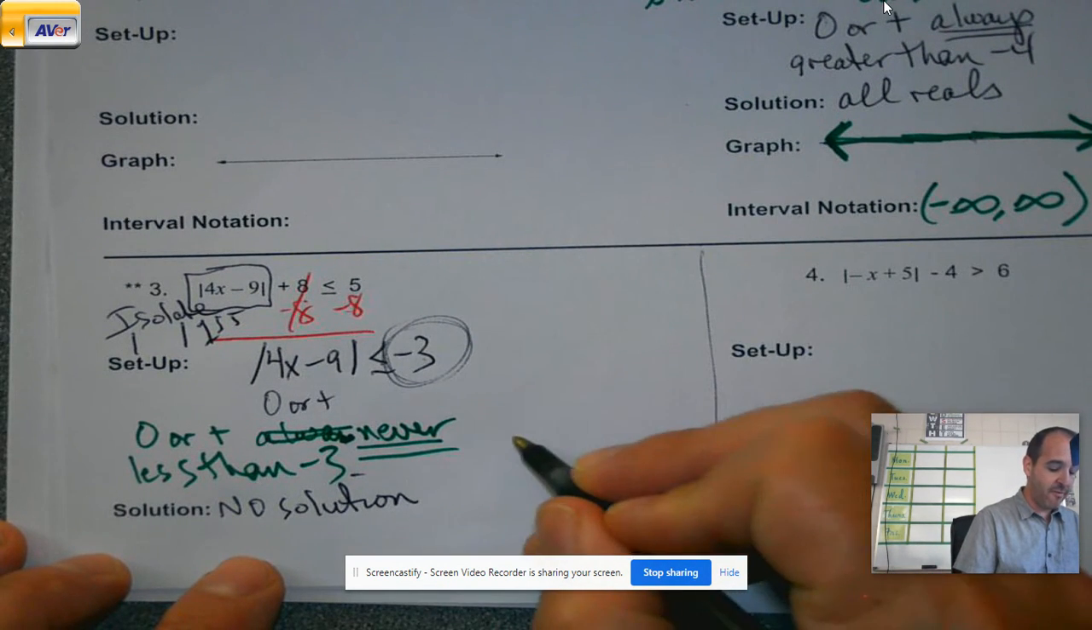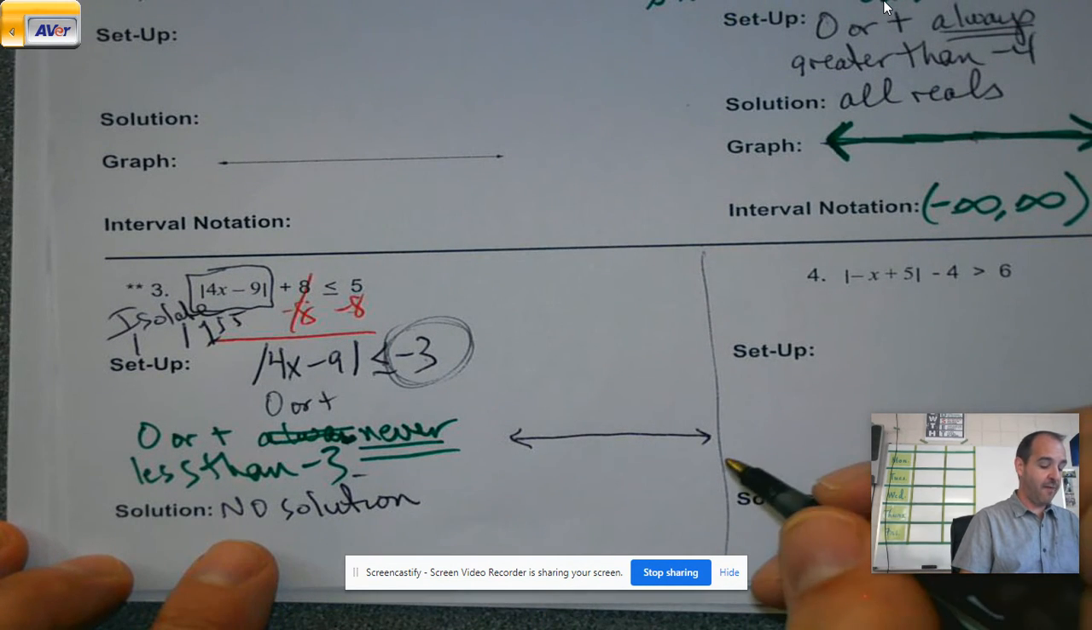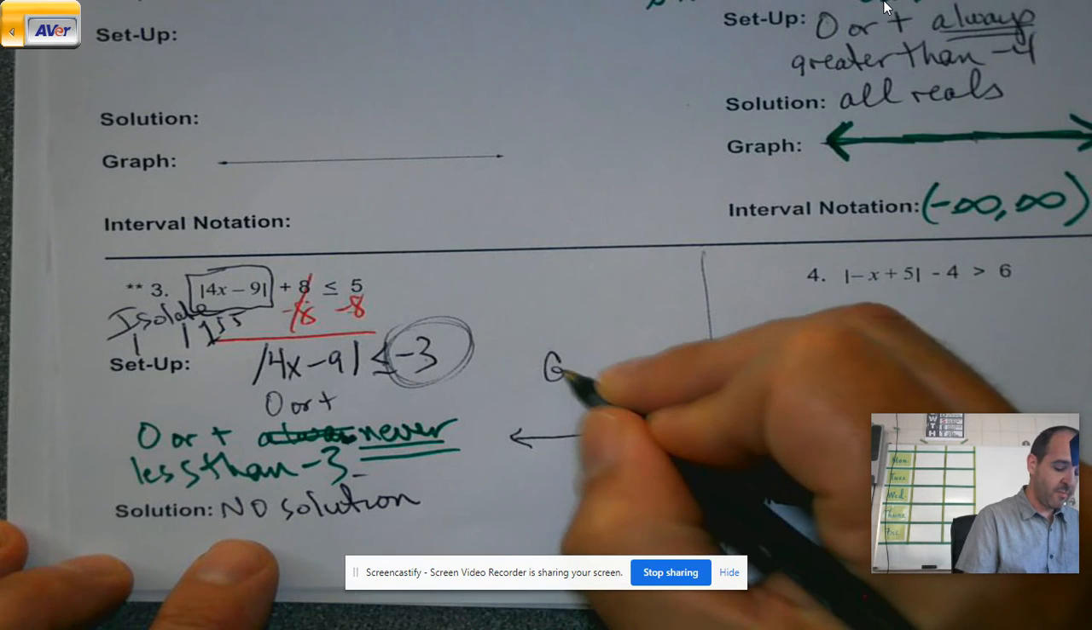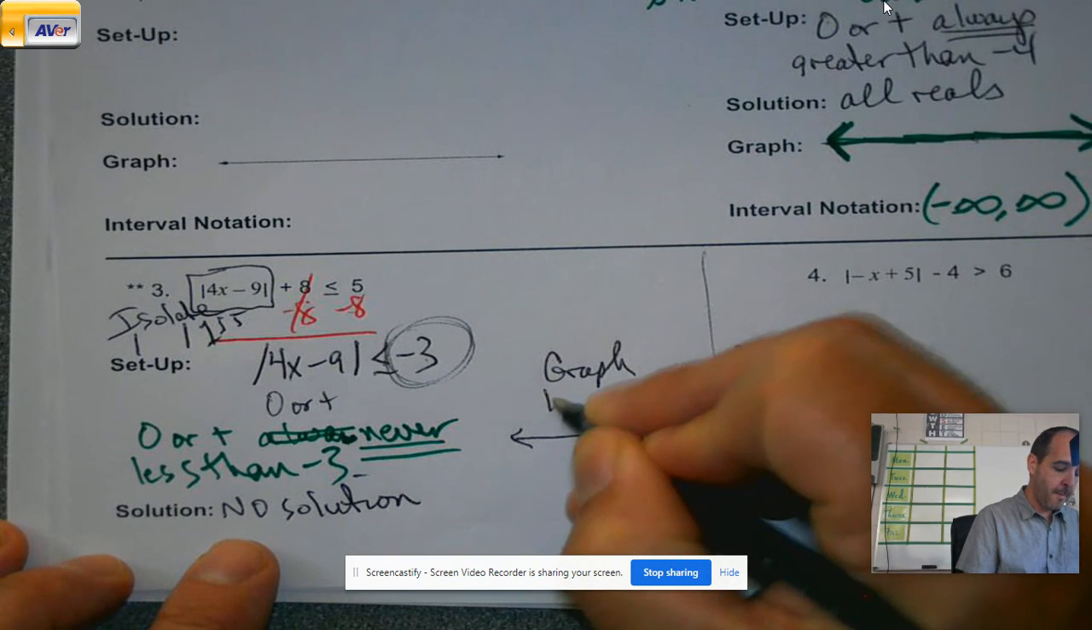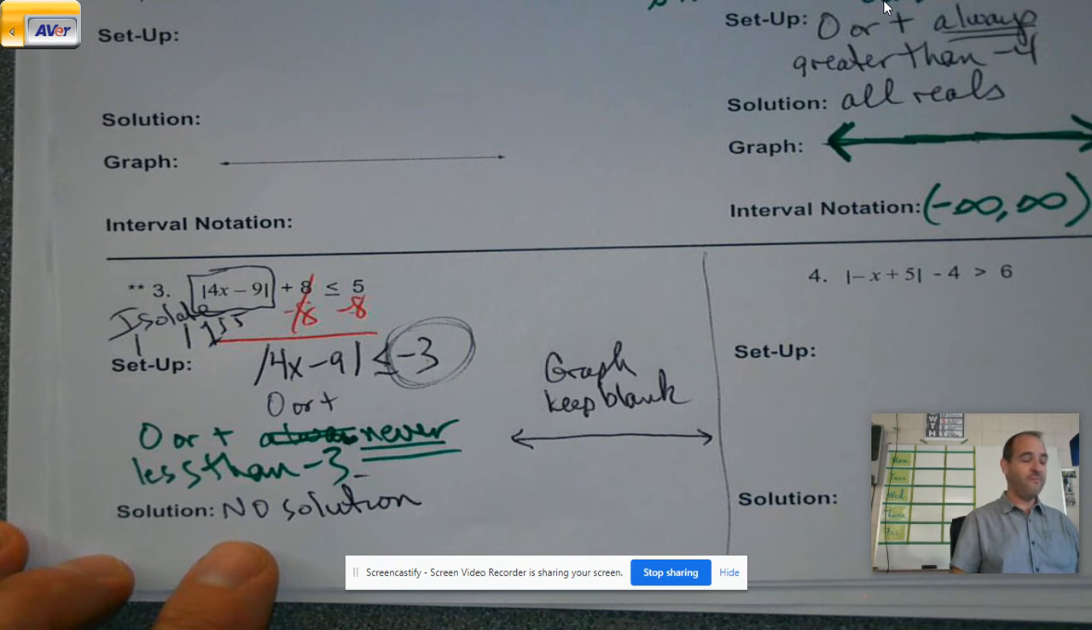My graph is just a blank graph, okay? So for my graph, I'm going to keep it blank because there are no solutions. There is not one number, one value that works for this, that makes it true. So my graph just stays blank.